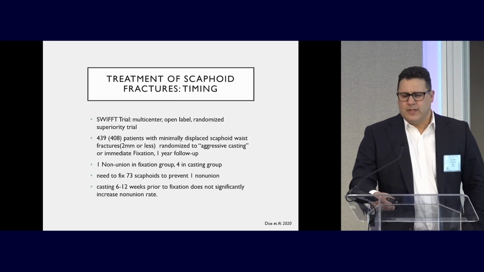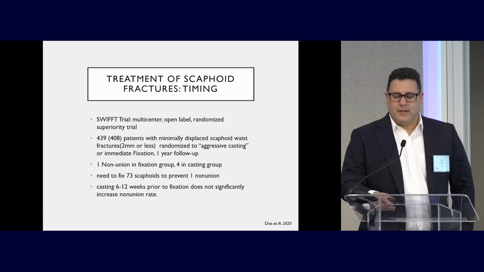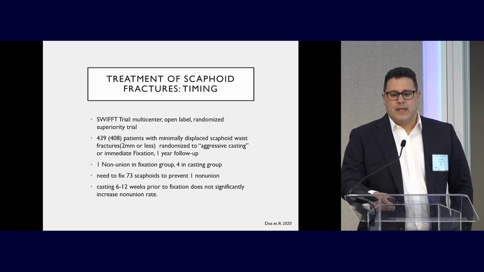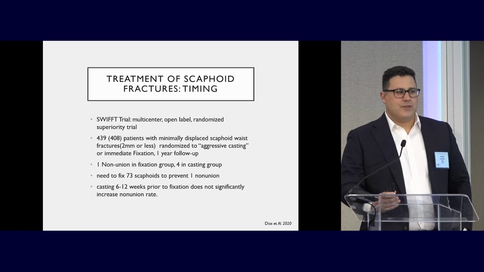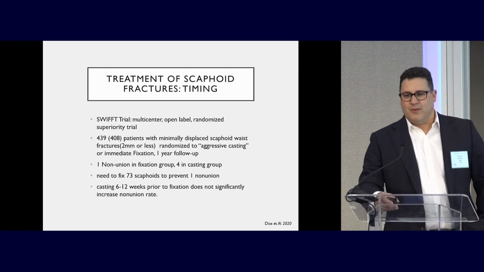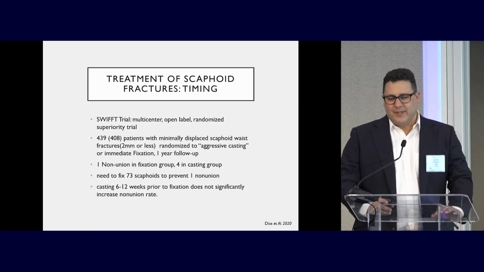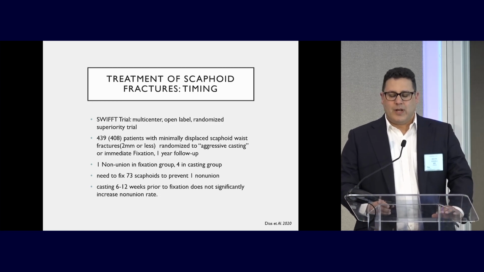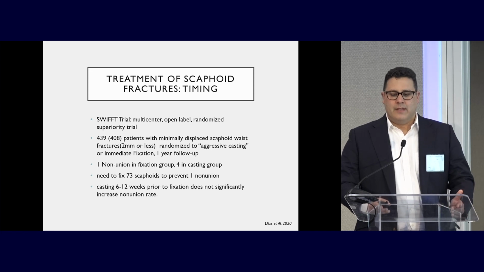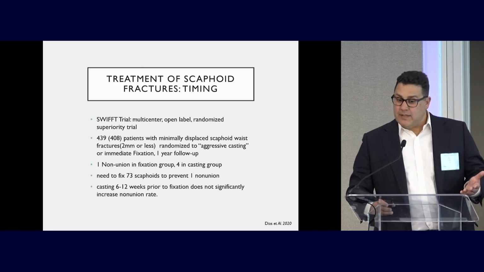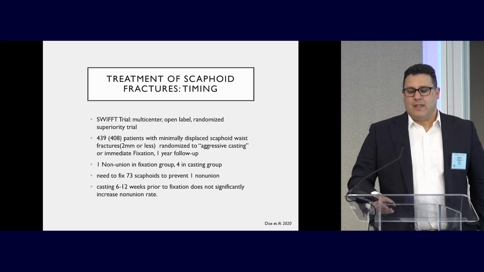This is a really important study that came out in Lancet several years ago. I think the goal of this trial was to show that non-operative treatment of scaphoid fractures is equivalent to operative treatment. But what I like to take away from this trial is that if you treat patients immediately, they don't get non-unions.